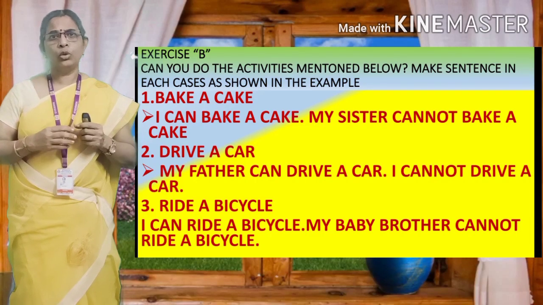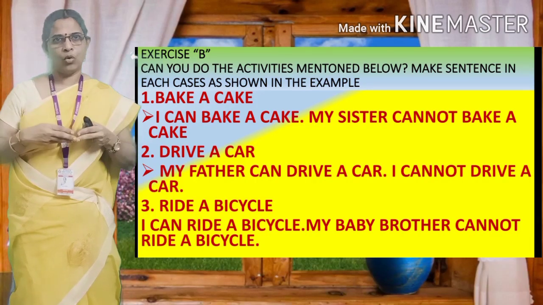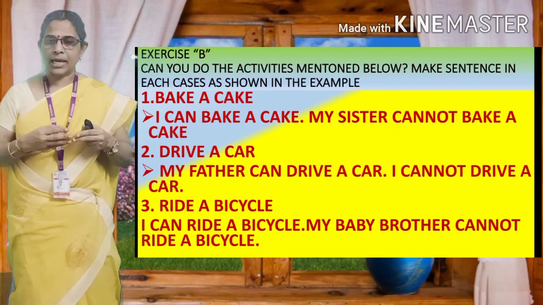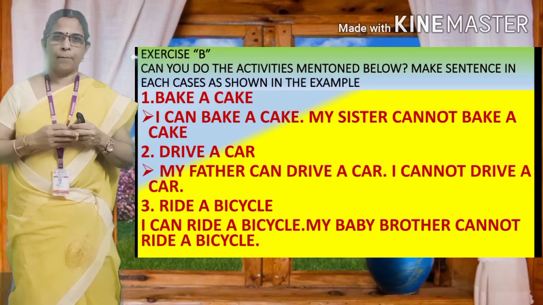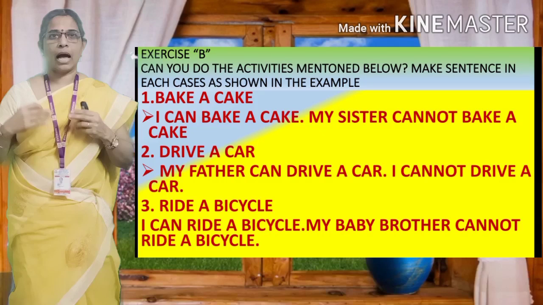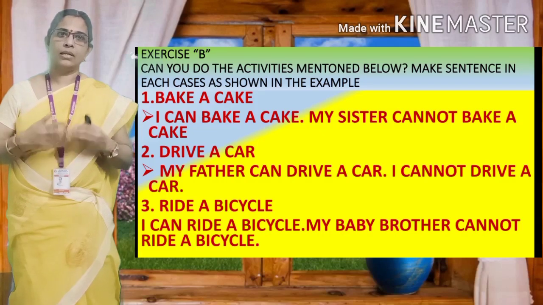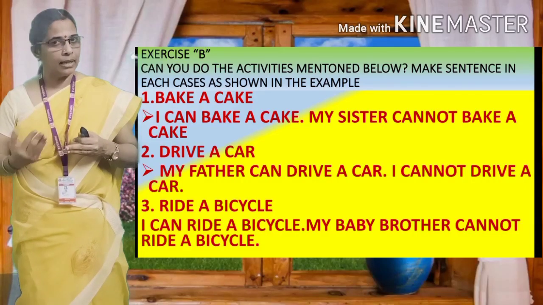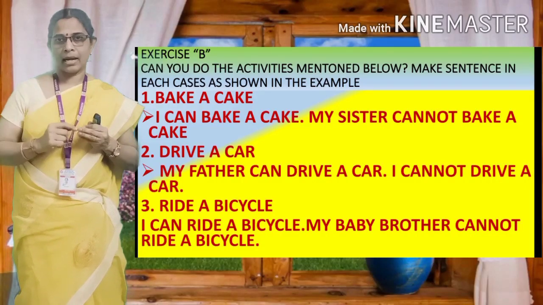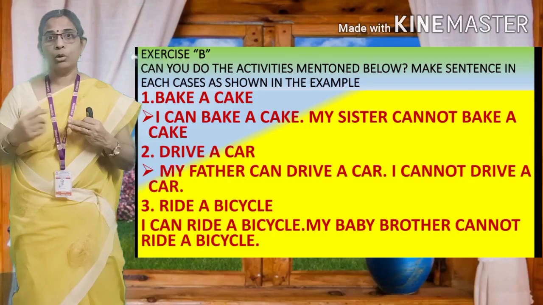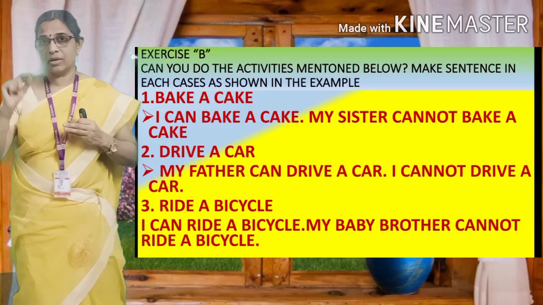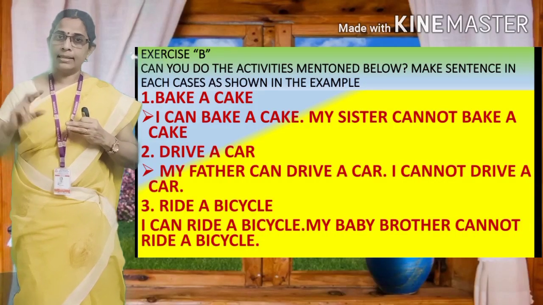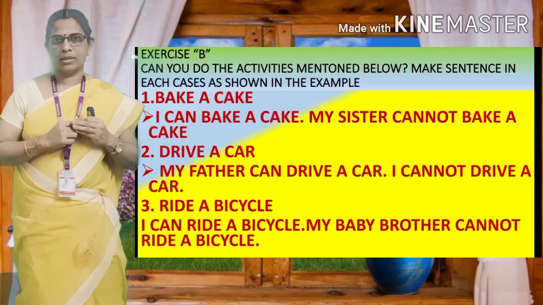Can you do the activities mentioned below? Make a sentence in each case, as shown in the example. Bake a cake. I can bake a cake. My sister cannot bake a cake. If you can do it, you will be using the word can. If you cannot do it, you should use the word cannot. That is negative. This is positive.